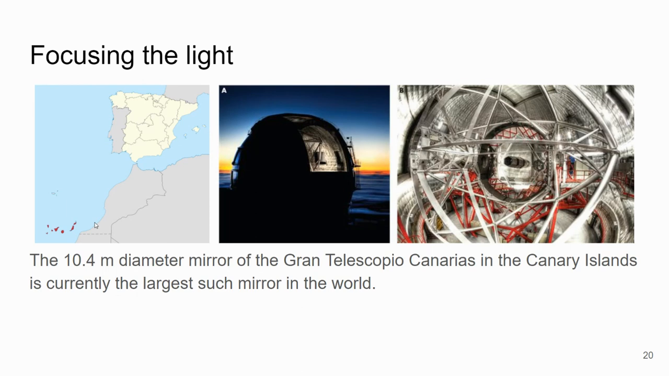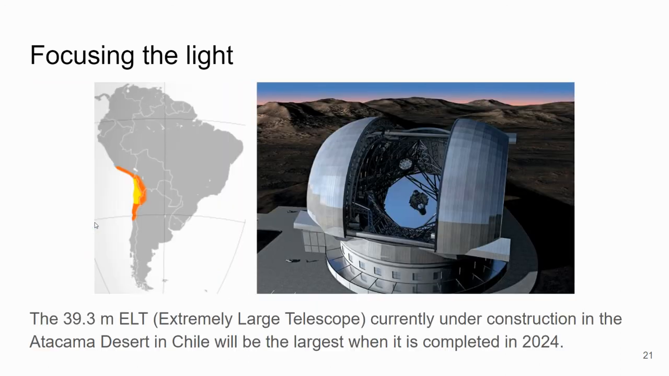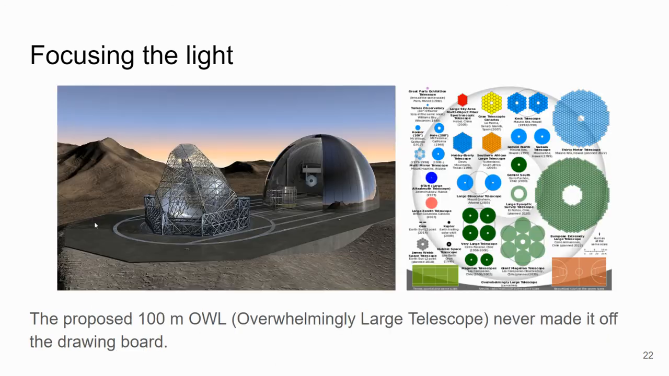10.4 meters squared is something like 100 square meters. 39 meters squared, close to 40 meters squared, is like 1,600 square meters. So yeah, that's a big improvement. So that's the ELT. I love the name of this, the Extremely Large Telescope.